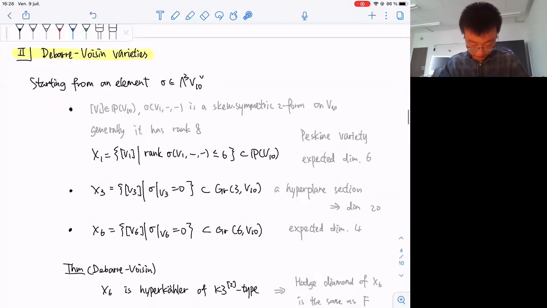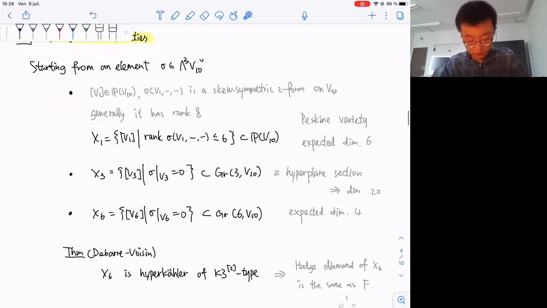So now this is a theorem by Debarre-Voisin. They showed that the third variety here, the X6, is hyperkähler of K3^[2] type. So in our situation, we have two Fano varieties of dimensions 6 and 20, and we have a hyperkähler of dimension 4. This is somehow similar to the situation of a cubic fourfold, except that we have two Fano varieties that can be seen as a counterpart of the cubic fourfold.